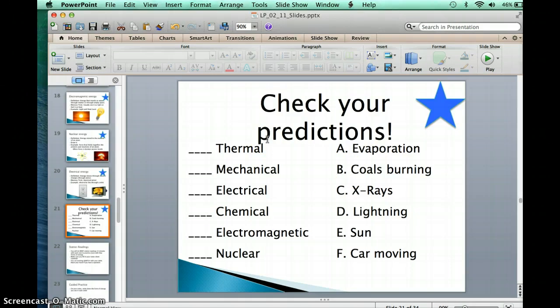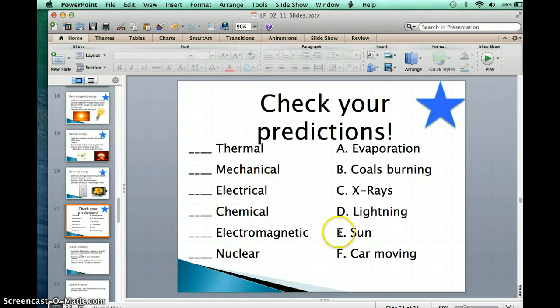Okay? If you were going to talk about the heat waves and the light coming from the coals burning, you could also call it electromagnetic energy. Okay, the X-rays, these are waves traveling through matter, like through our body. So we're calling them electromagnetic energy, right? So that's energy that travels as waves through matter or through empty space. So X-rays goes with electromagnetic energy. Okay, a lightning strike, that's electrical energy. That lightning is a traveling of electric charges. So lightning goes with electrical energy.